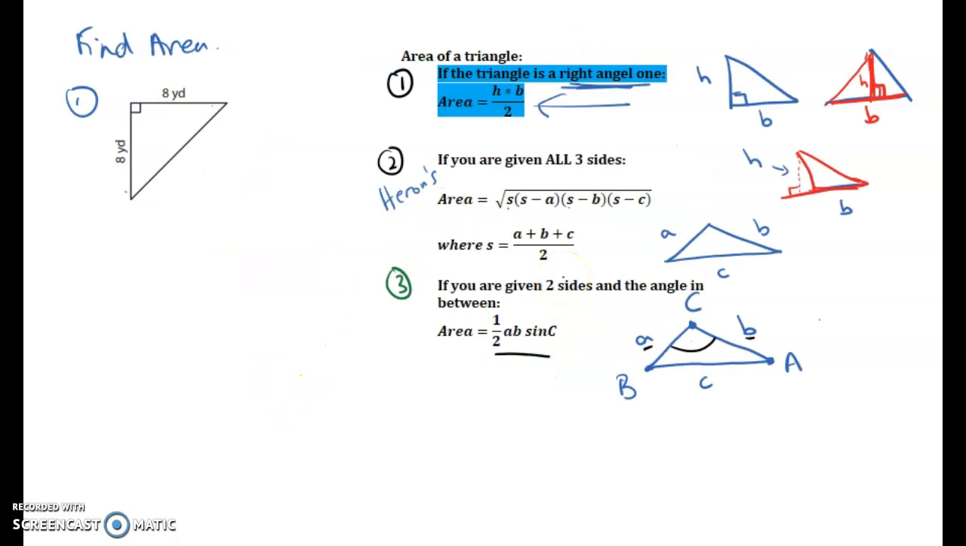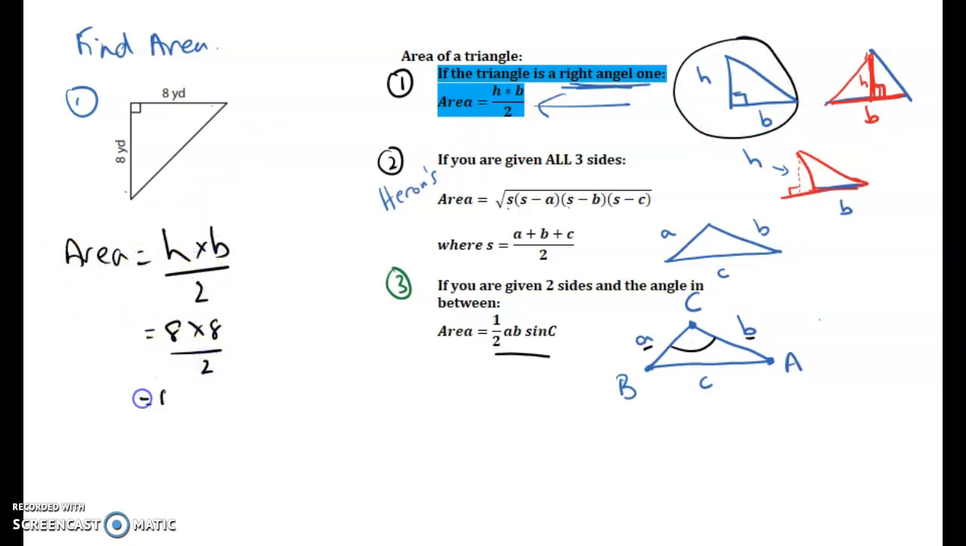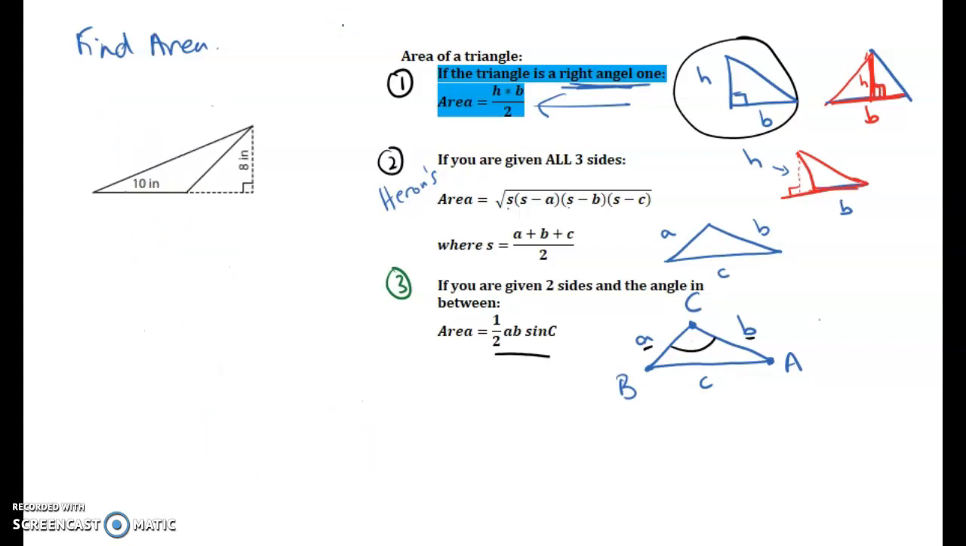Example 1. So it says here, find the area if this distance here is 8 yards and this one is 8 yards and there's a right angle in between. So that looks like this triangle here. So I would use height by base on 2. So I would simply write up area is height by base on 2, which is 8 times 8 on 2, 64 on 2, which turns out to be 32 yards squared. So this is my answer for my first one. So example 2 now looks like this.